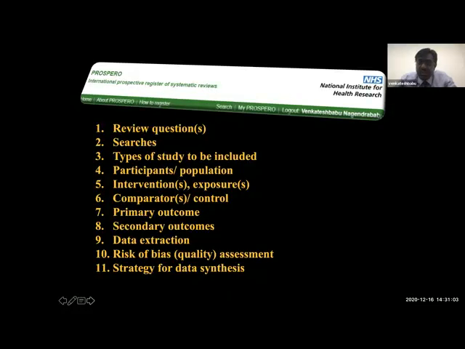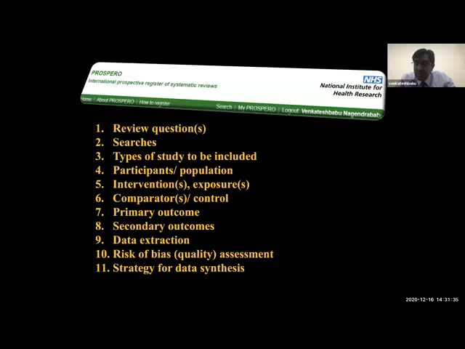So once you enter into this Prospero database, can you see these 11 points? You have to key in these 11 points in your Prospero database. Number one is review question, search, type of study to be included, participants or population detail, intervention or exposure, comparator or control, primary outcome, secondary outcome, data extraction, risk of bias assessment, and strategy for data synthesis.